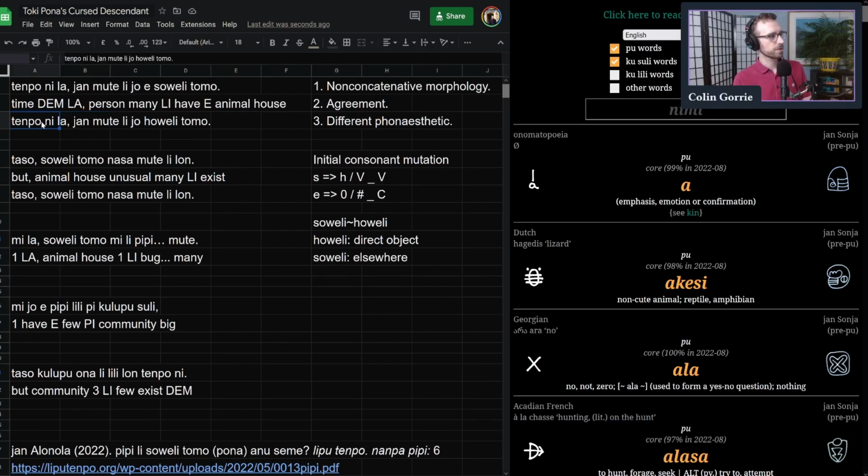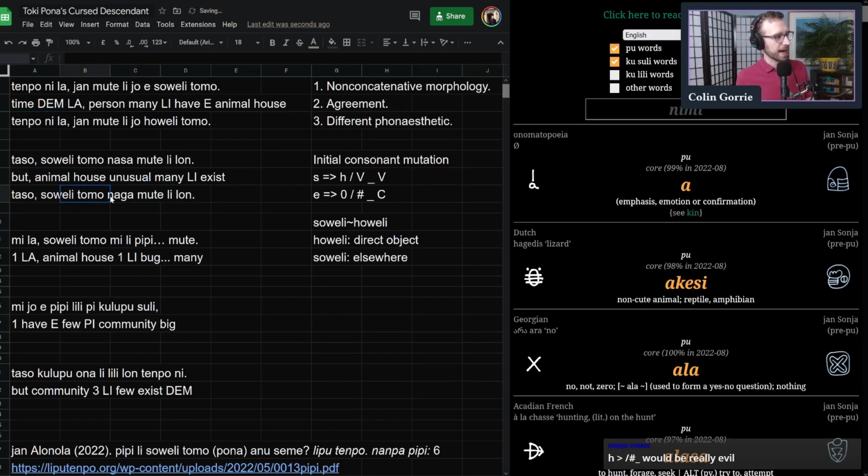So let's go through and apply this across the board. So we will have nasa go to naha. Oops.